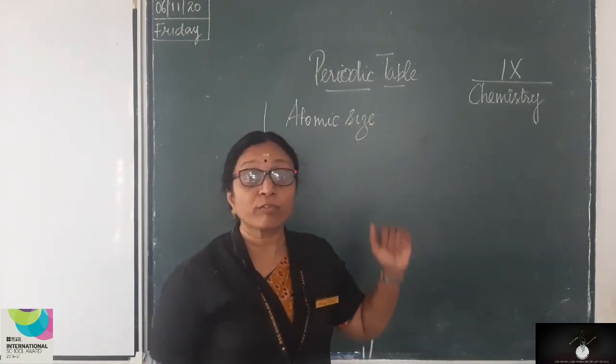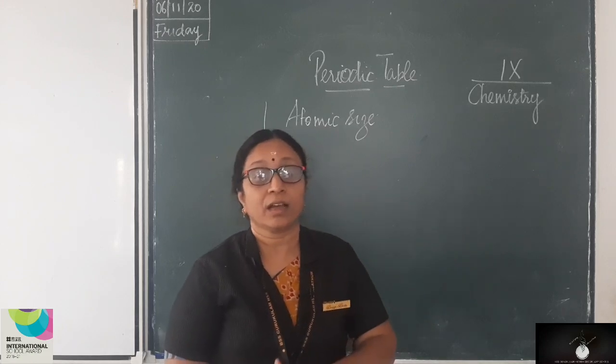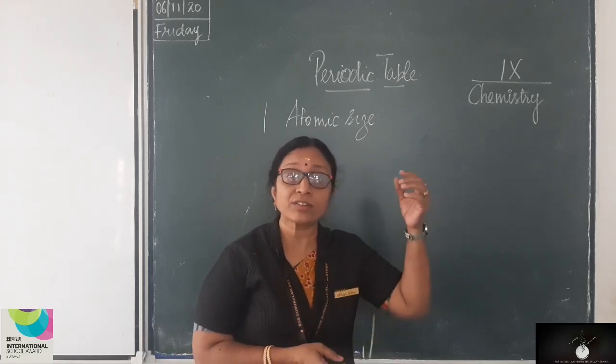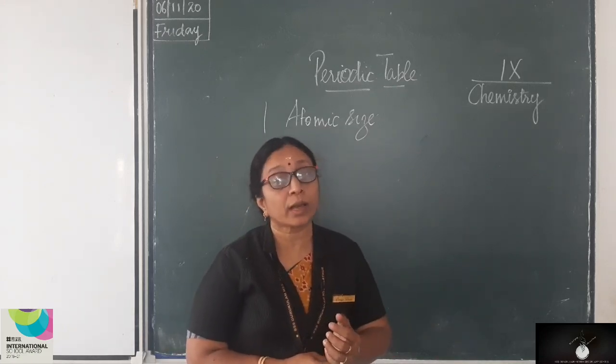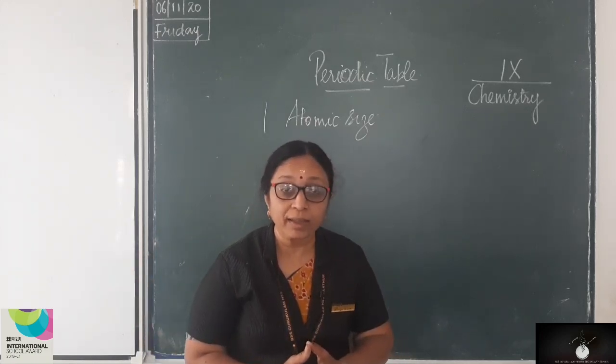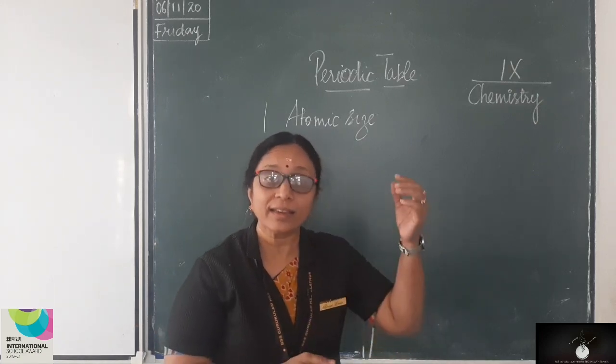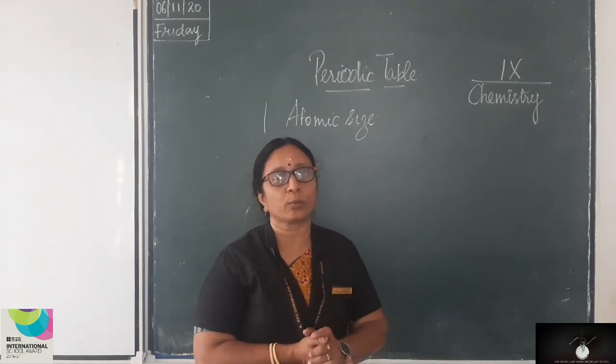What was the trend of atomic size down a group and across a period? I hope you remember, as we travel down a group, what happens? The number of shells is getting added and thereby the size of the atom increases. So, atomic size increases as we move down a group.